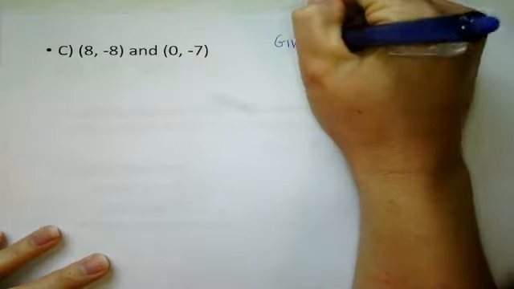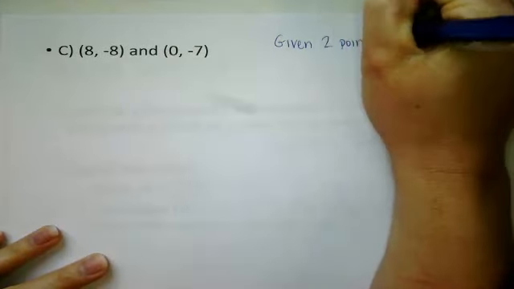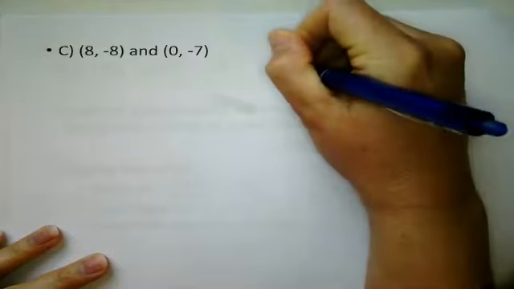Last one. Here, we're given 2 points. So we have the point 8, negative 8, and 0, negative 7. So given 2 points that the line passes through, we need to find the slope first.